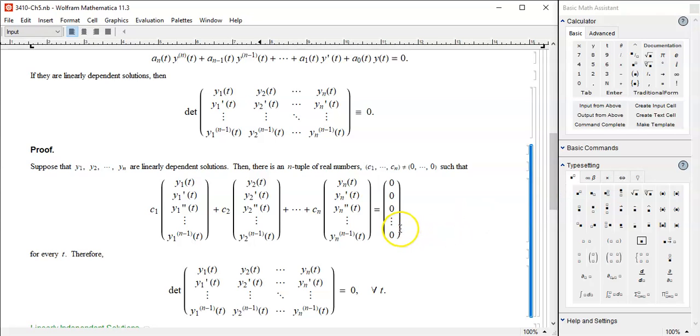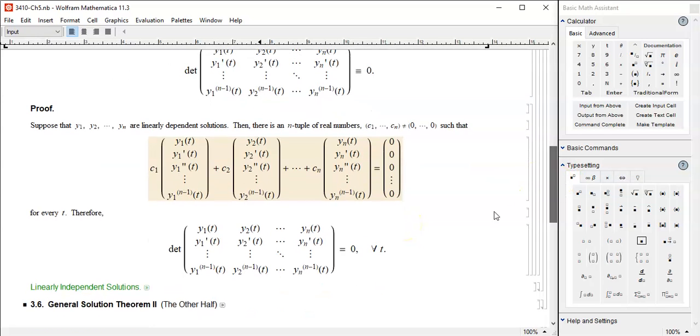Let's see. y1 through yn are linearly dependent. That means we can find c1, c2, all the way to cn, such that the combination is constantly 0. That means for any t, this column vector and that column vector and the third column vector and in the end the nth column vector are linearly dependent. So the determinant has to be 0.